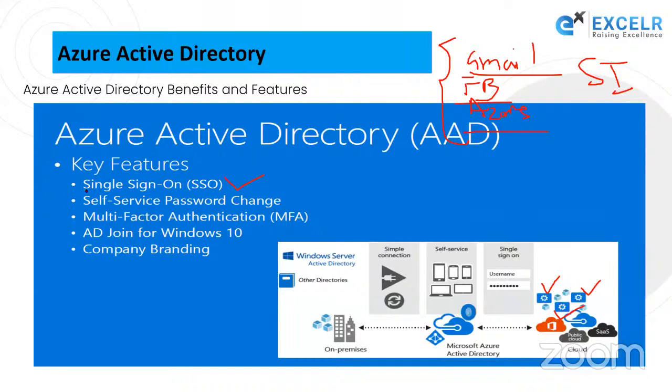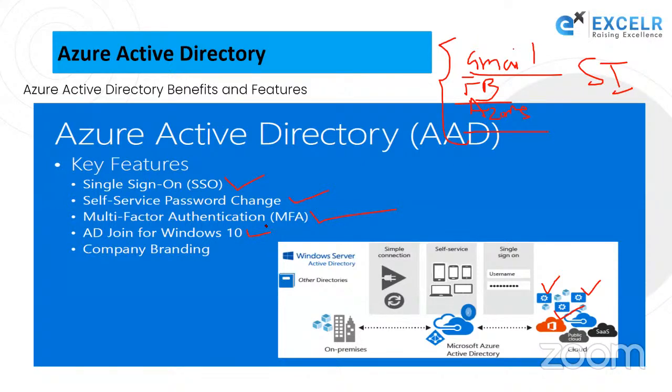So single sign-on is one of the features provided by your Azure Active Directory. Then, based upon the type of license you go for, you are going to get self-service password change. Remember, this is only available with certain license features on. Then you can also have multi-factor authentication. You can also do an AD join for your Windows 10.